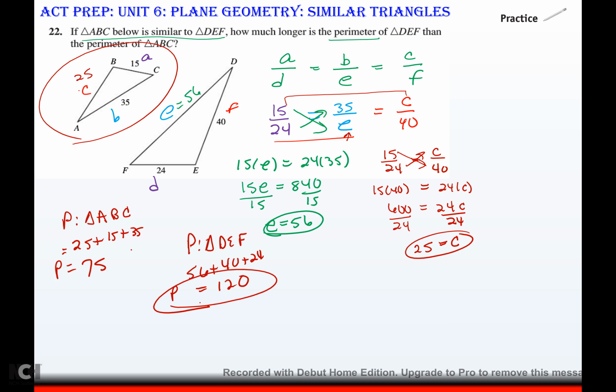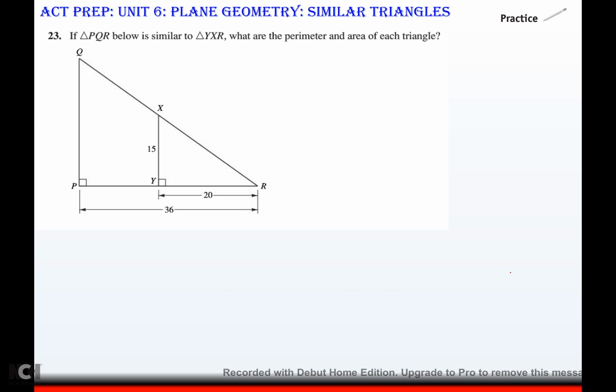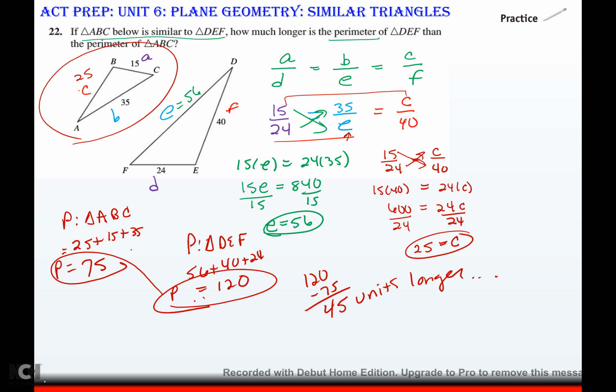So they want to know how much longer this perimeter is than this perimeter. Well, you're finding the difference. So 120 take away 75 makes it 45 units longer. Okay? Sorry, didn't mean to switch that so fast. Alright?